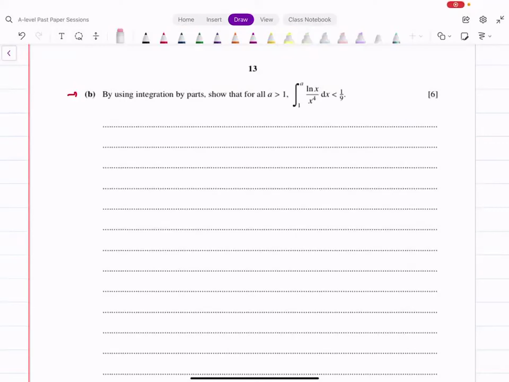So we have to use integration by parts. Integration by parts कब use करते हैं? When you got a product. So what we do here is we make it a product.